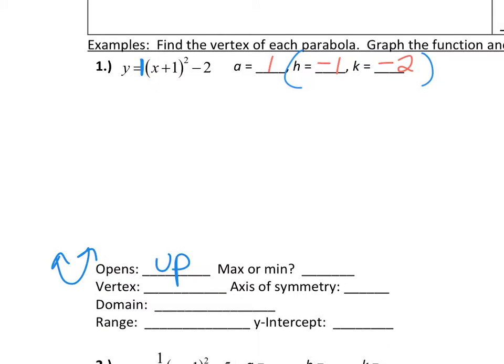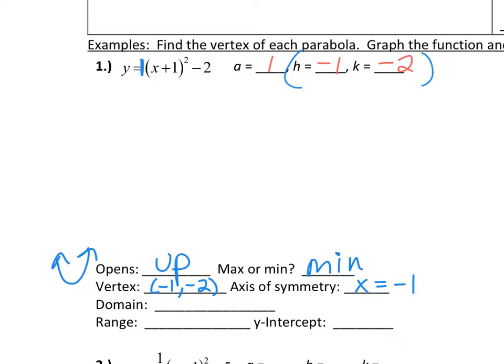And then since it opens up, will it have a max or min? You could say it out loud. We already know the vertex. That's what's so nice about this. You don't even have to solve for it. It's in the equation. Our vertex is negative 1, negative 2. You don't have to solve for the axis of symmetry either. Can you please talk to the person next to you and tell them what would the axis of symmetry be and how do you know? Bingo. Goes right through that vertex.